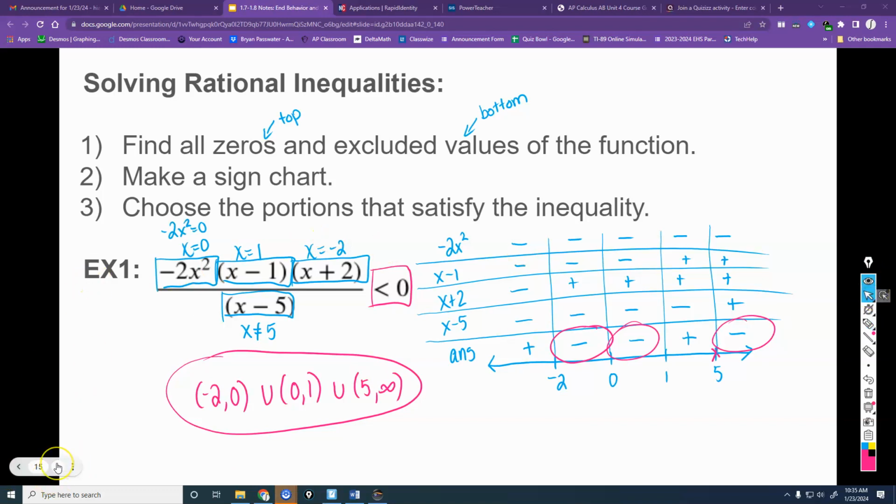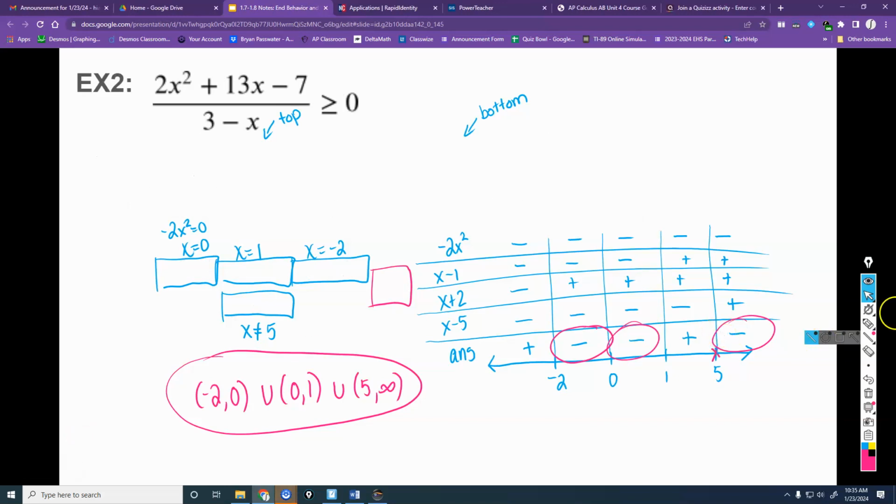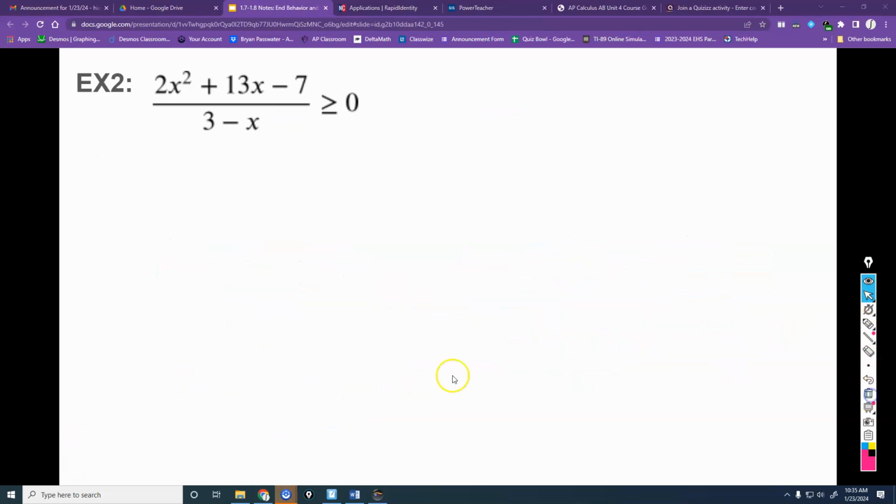Okay, let's do one more for that. Okay, this one's not factored. I, on purpose, put us a harder one to factor there again. So factor that out for me. I'm going to give you a second to think about it on your own.